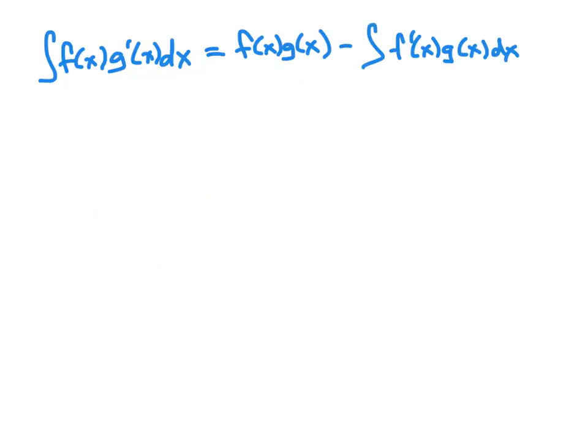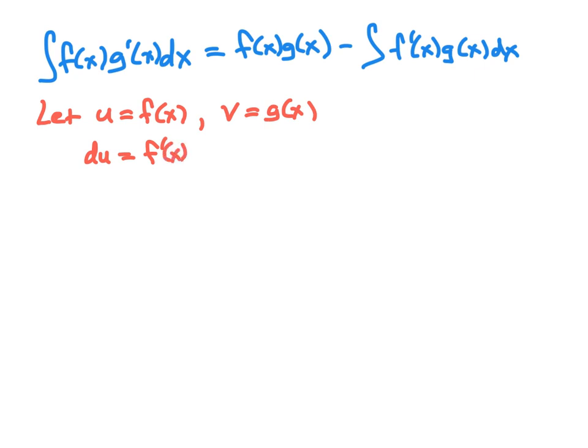We can make this equation a little bit simpler by replacing the functions f and g and their derivatives with different variables. So for example, we could let u equal f of x and v equal g of x. And with those substitutions, we can then have du be f prime of x dx and dv equal g prime of x dx.